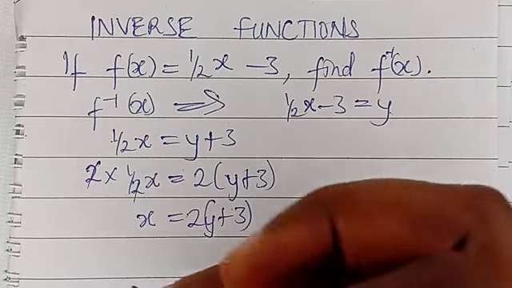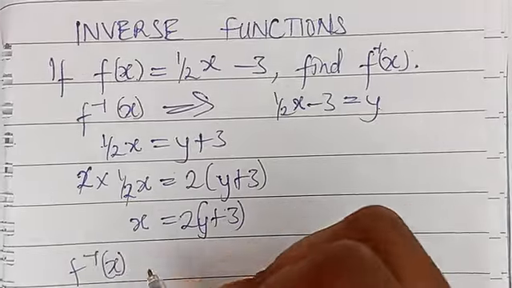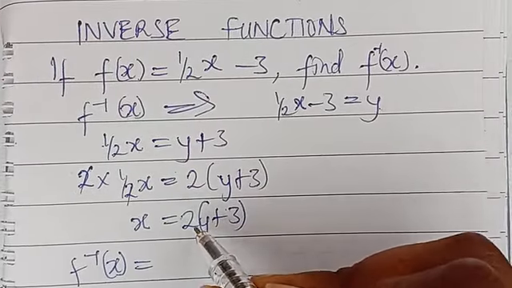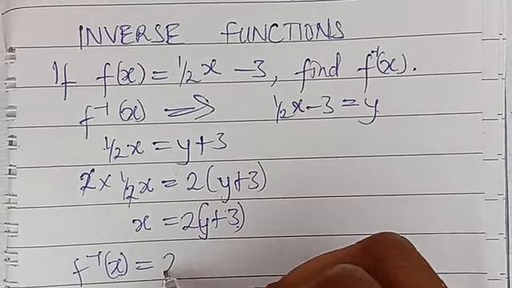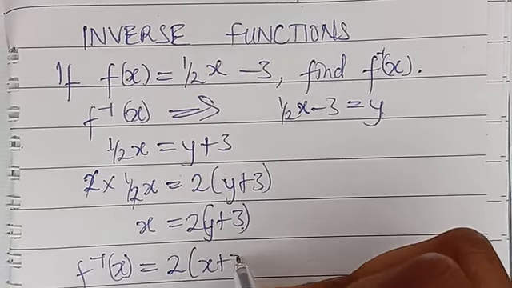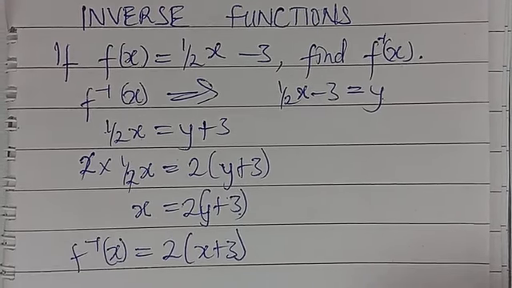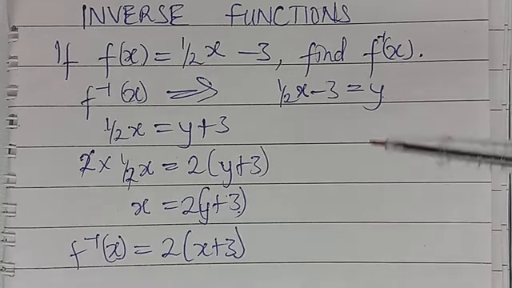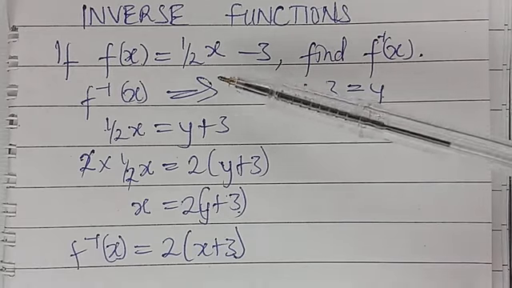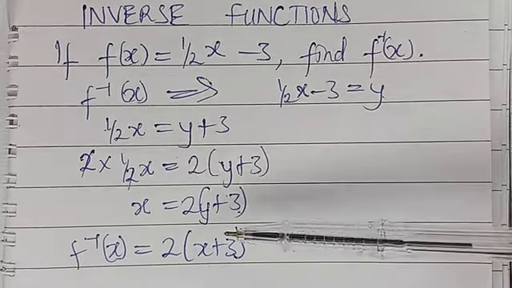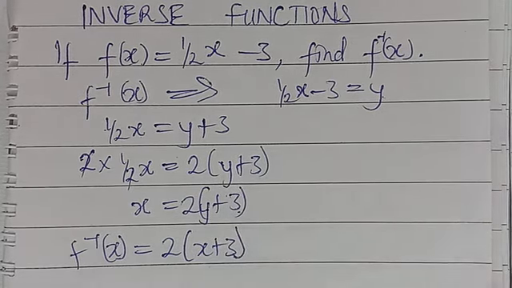Then the next thing we have to do is say that the inverse of the function of x is equal to 2 times y plus 3, but in this part of the equation we change the y to x. We now have it as 2 times x plus 3, and that's all. So by so doing, we have found the inverse of f of x. Change the subject of the equation to x, and then change all the y's to x. That's all.